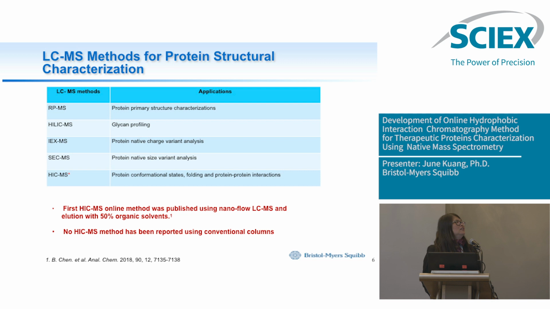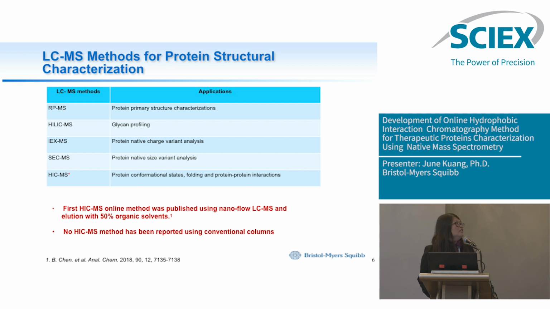So let's take a look at the current HIC-MS methods for protein structural characterization. Most frequently, we use reverse phase to look at the primary protein structure, and then we use HILIC for glycan profiling. Both IEX and SEC methods are currently well established, with IEX used for charge variant studies and SEC used for size variant studies. Using HIC-MS, we can look at protein conformational states, folding, and protein-protein interactions.